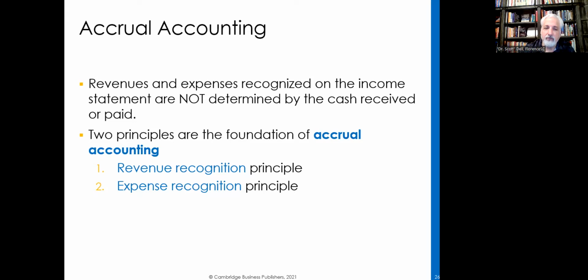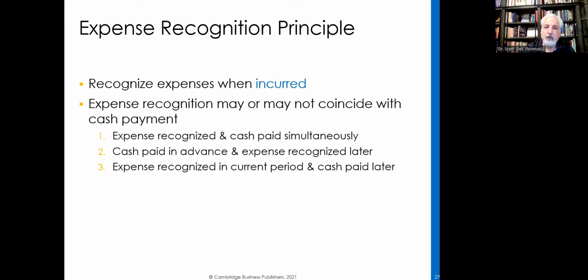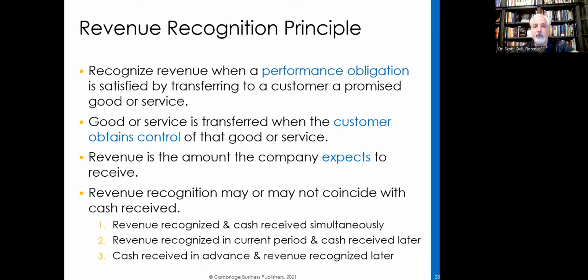Expense recognition is about all matching. It goes with that. So recognize expenses when incurred, but they may not associate with a cash payment. Expenses are recognized sometimes when cash is paid, or sometimes cash is paid in advance and the expense is recognized later, or sometimes the expense is recognized now and the cash is paid later, that accounts payable stuff. So we'll see how that pulls together a little bit more.